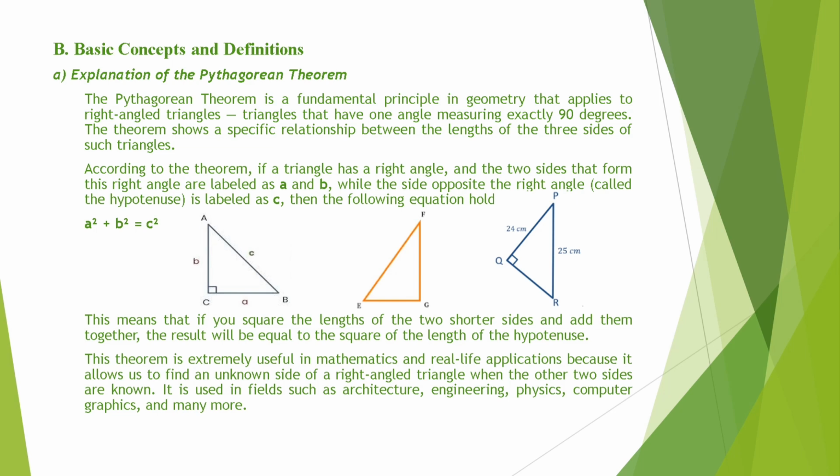This theorem is extremely useful in mathematics and real-life applications because it allows us to find the unknown side of a right-angled triangle when the other two sides are known. It is used in fields such as architecture, engineering, physics, computer graphics, and many more.